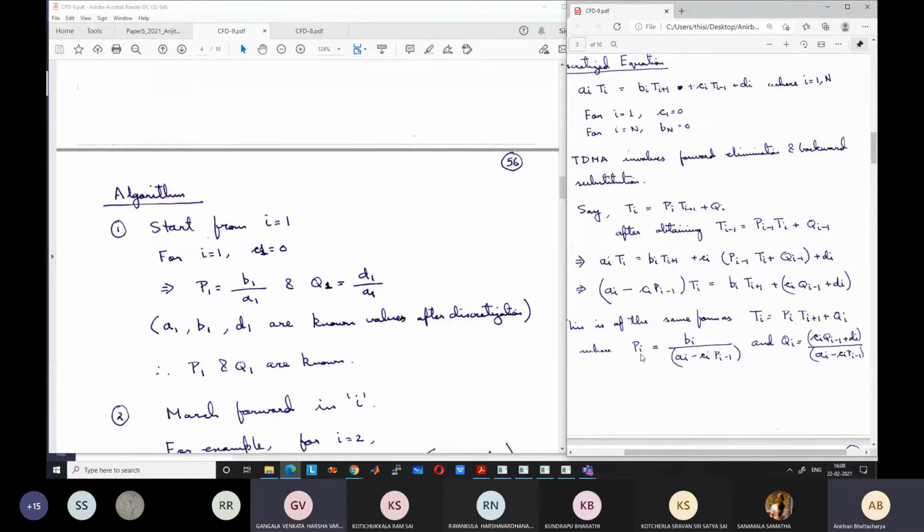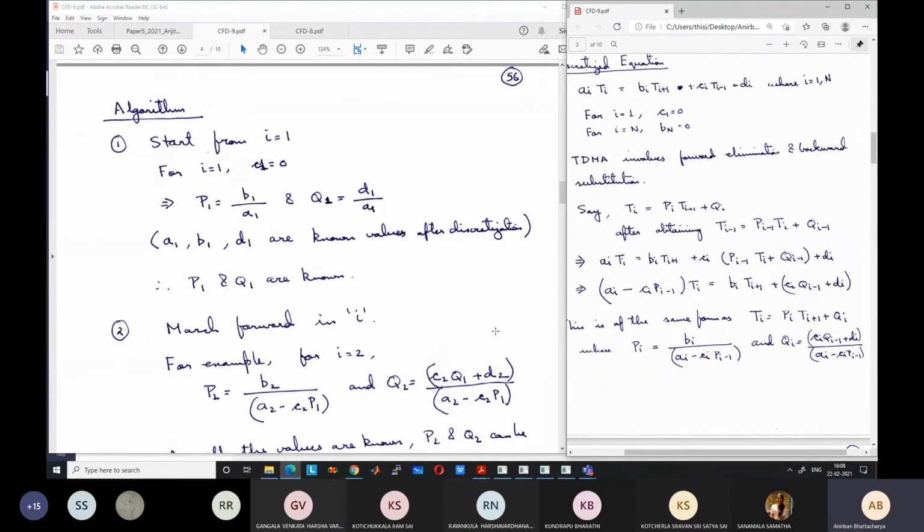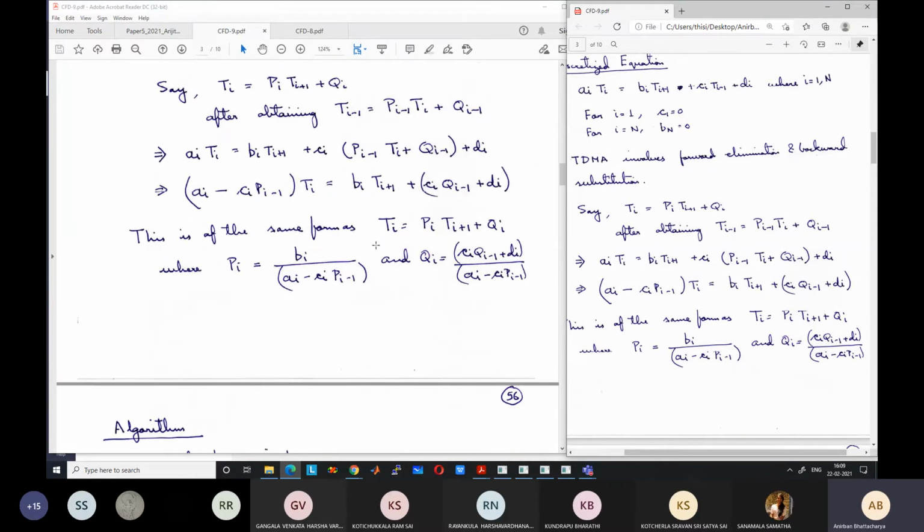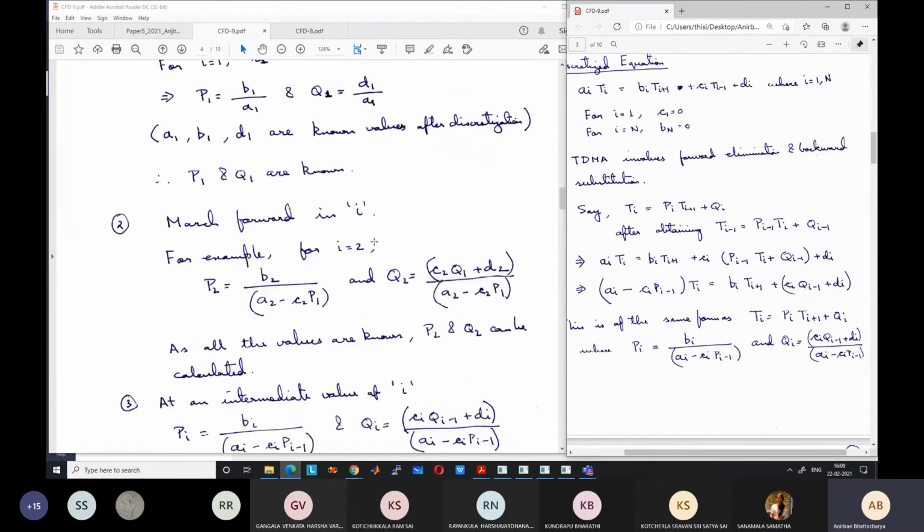Pn and Qn. Okay. We'll see whether Pn exists or not. But theoretically, Pn and Qn should be the last value. Okay. So now this is known as marching, forward elimination, or forward marching. March forward in i.